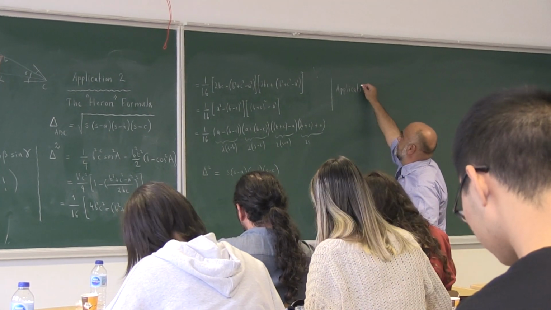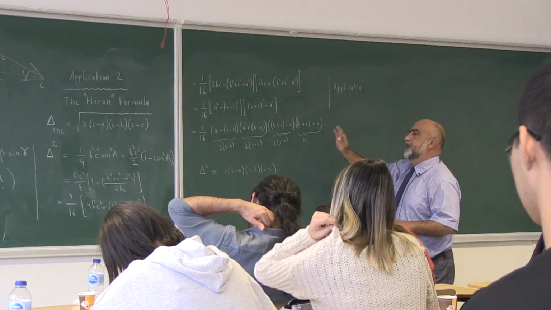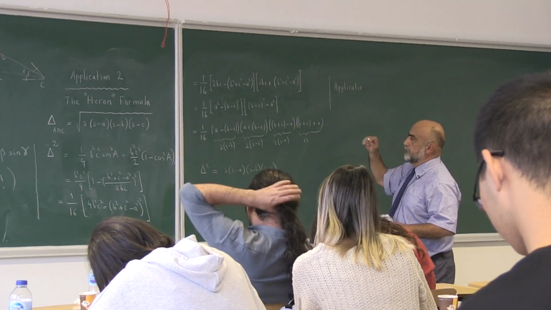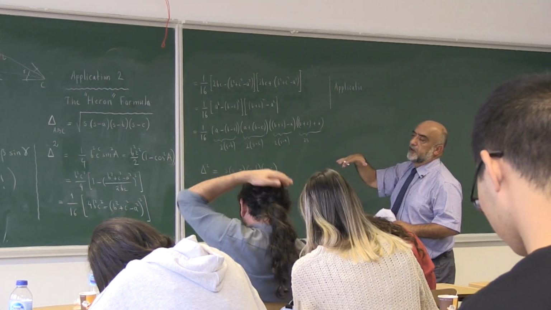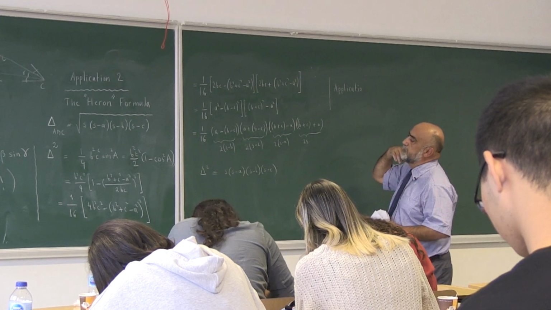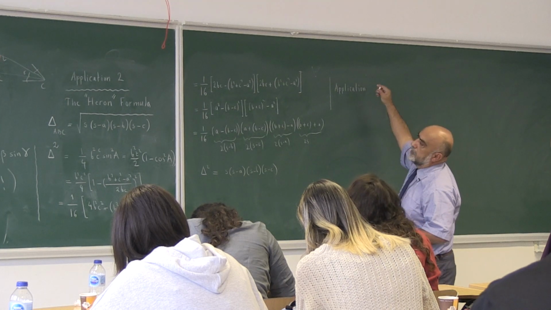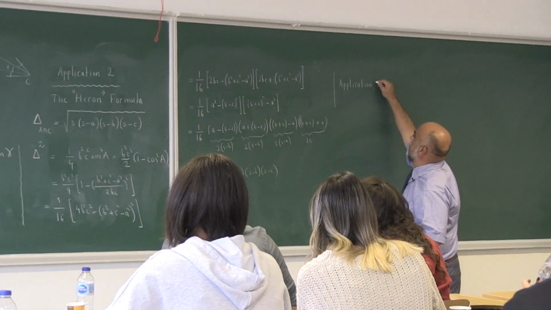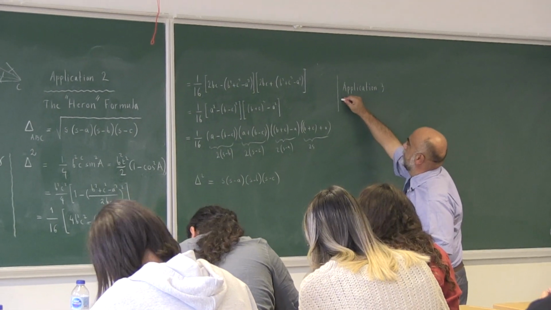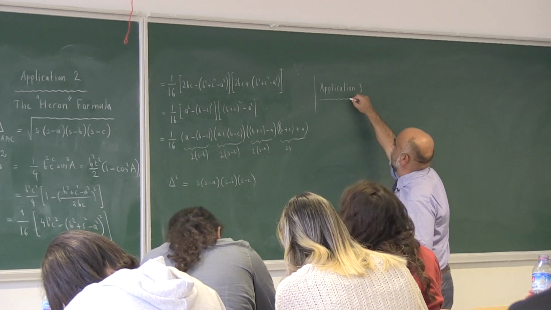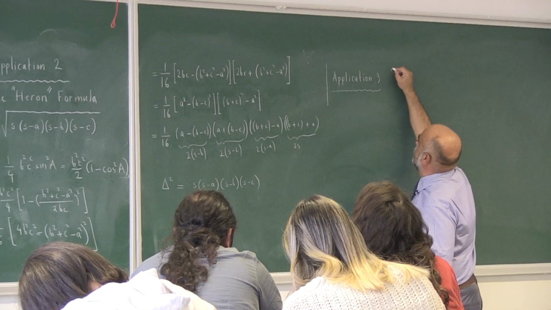Now this will be a direct consequence of the cosine rule, but it's so useful. It's one of the most useful elementary results that you can learn about. Application 3. It is what has come to be called Stewart's relation.